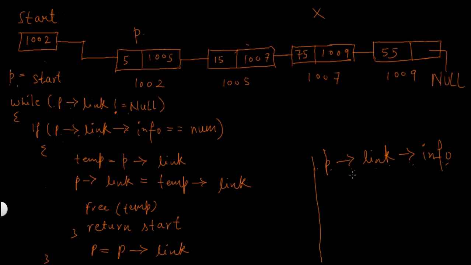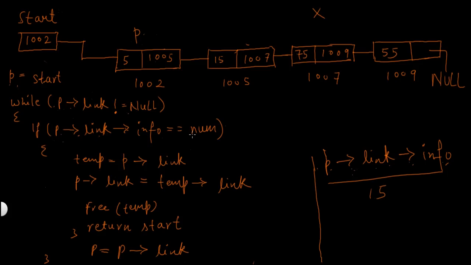Now what does this P arrow operator link arrow operator info mean? Now P means first node. So P arrow operator link means link part of this node, which is 1005 according to this example. And 1005 is the address of the next node. So arrow operator info will mean info part of this node, because P arrow operator link means address of the next node. This is the address of the next node. And what is the info part of that node? It is this 15 according to this example. So all this means info part of the next node, which is 15 here.